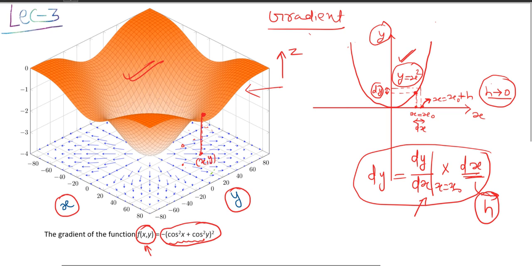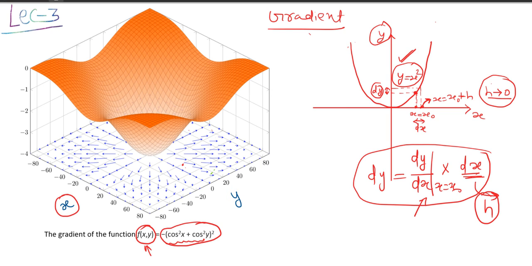Now what I'm saying, when I was plotting y is equal to x square, it was very simple to calculate the change in y because x was the only direction in which the function was changing. But here, let's say initially I am at this point. So I am having this much height at initially x naught, y naught.